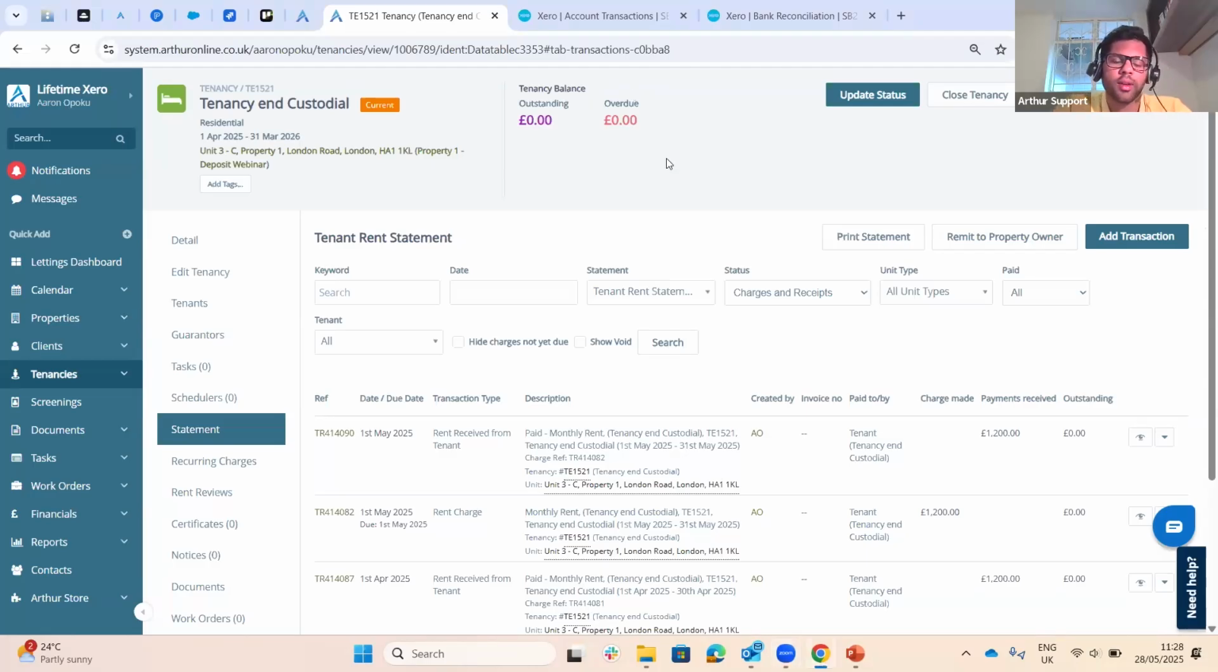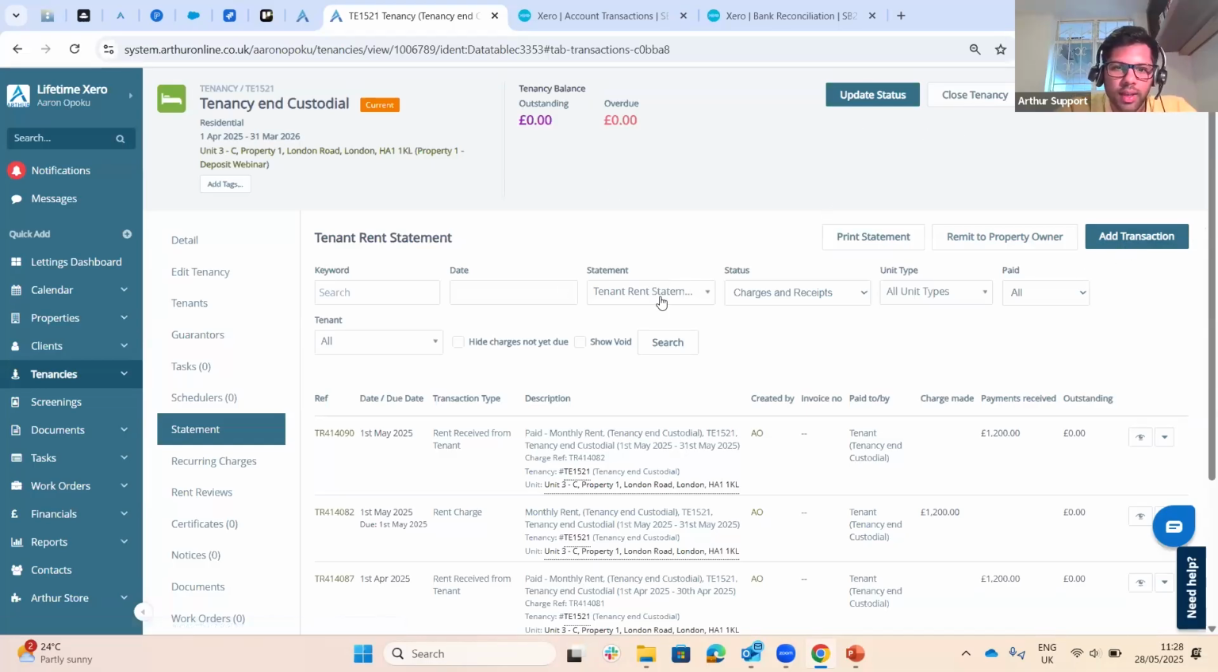So what I usually recommend is, in the second scenario where the deposit deduction is then being passed over to the contractor, add that transaction before you close the tenancy, because then you will be able to add the deposit deduction against the tenant, and then also add the charge to pay the contractor at the same time if you do it from add transaction here.